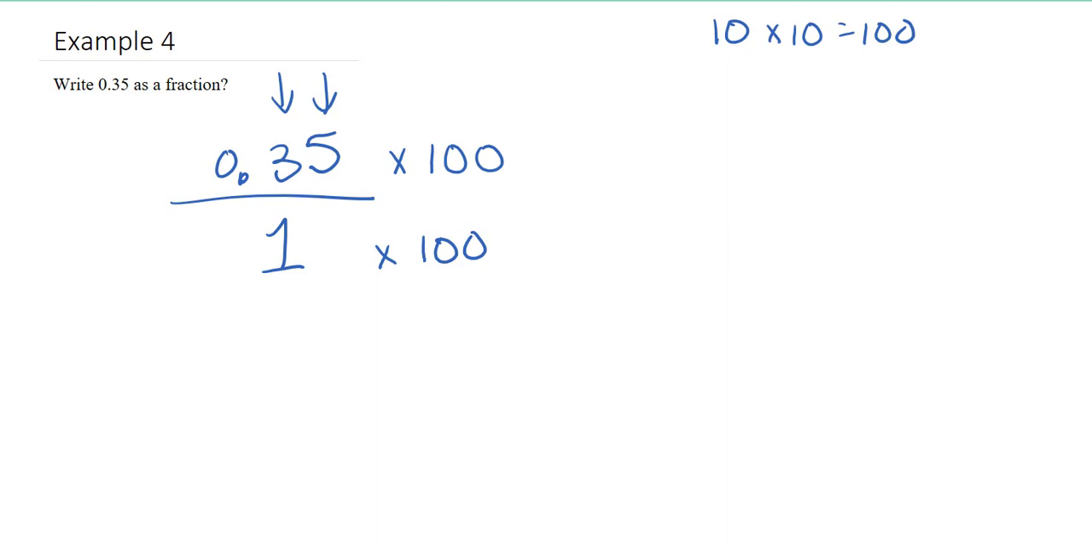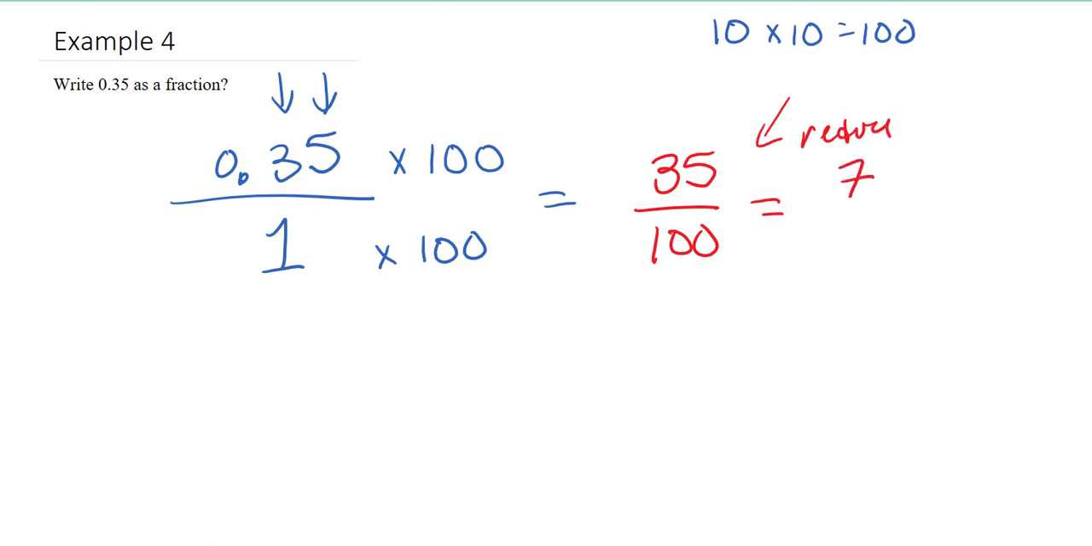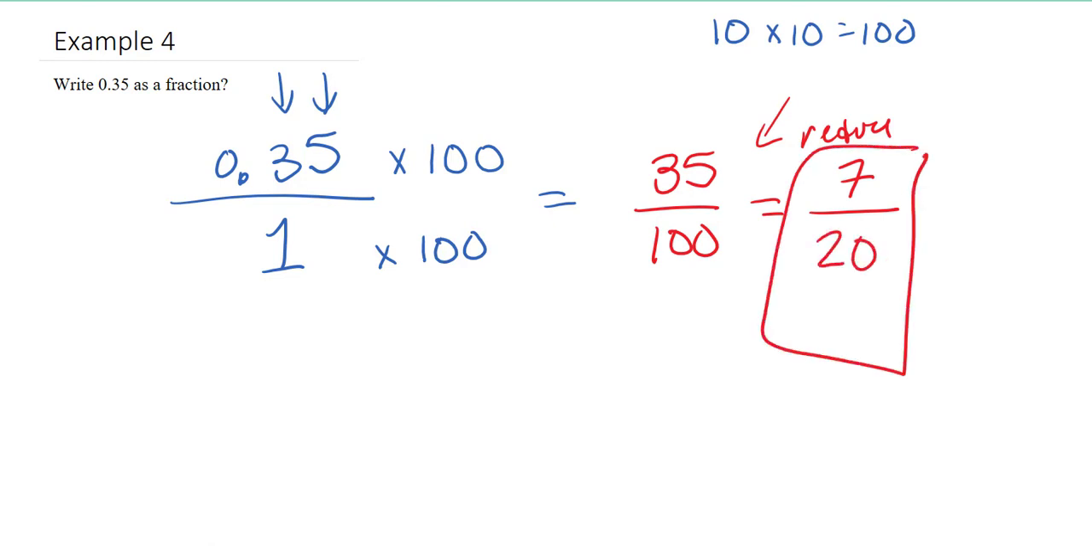Remember, when we multiply by 100, that means we're going to move the decimal over to the right twice. So we're going to end up with 35. 100 times 1 is 100. Then, when we reduce this fraction, we notice that both end with a 5 or a 0, so both are divisible by 5. So 35 divided by 5 is 7. 100 divided by 5 is 20. So this would be our reduced fraction.